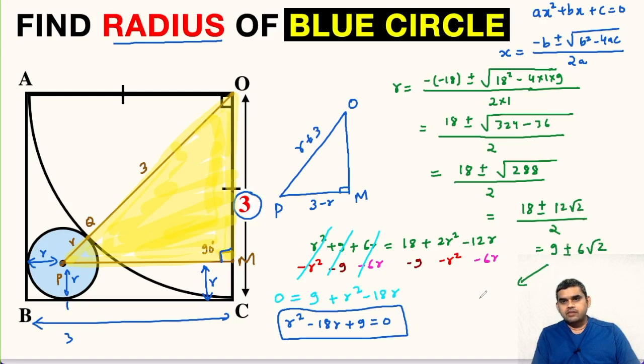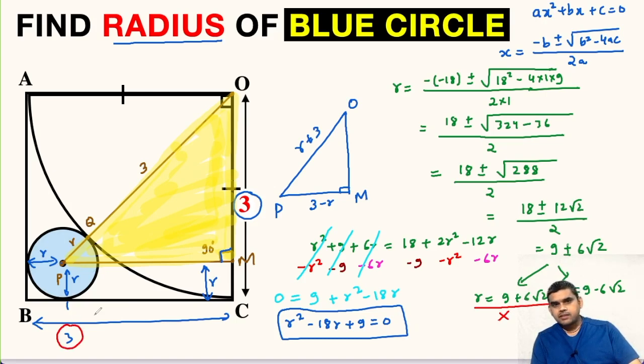So we get 2 values of r, that is r equals 9 plus 6 root 2, and r equals 9 minus 6 root 2. So we will reject this value of r because we know that this square has a side of 3 units, and how come it is possible that the radius of this smaller circle will be greater than 3? So 9 plus 6 root 2 is much greater than the value 3. So we will reject this value. So our answer will be r equals 9 minus 6 root 2.